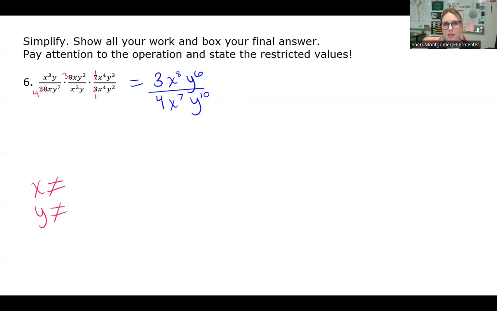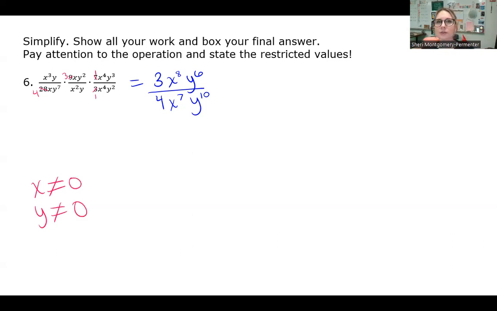So for this one, what can x and y not be? Somebody said it. They can't be 0. We can't divide by 0. So x can't be 0 and y can't be 0. They're not in parentheses, so it's easy. If they're not in parentheses, it's 0 every time.